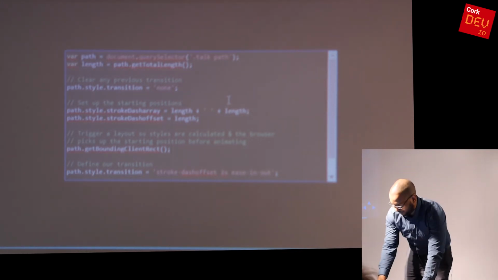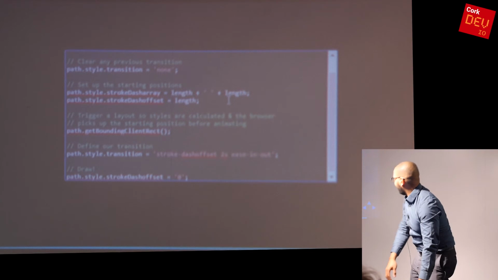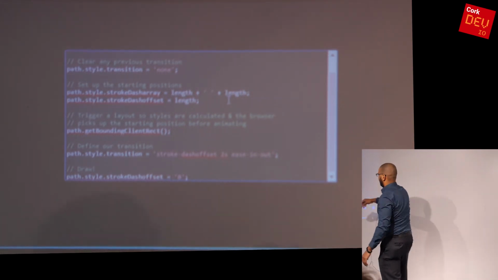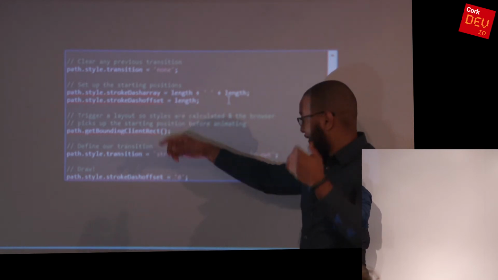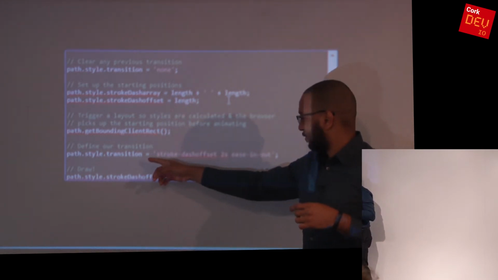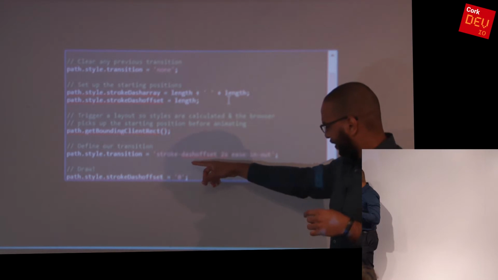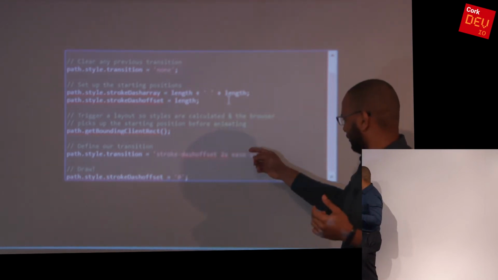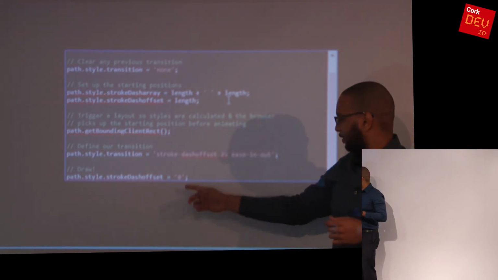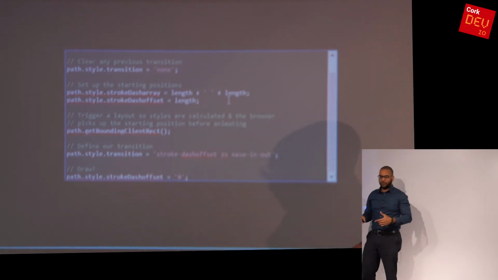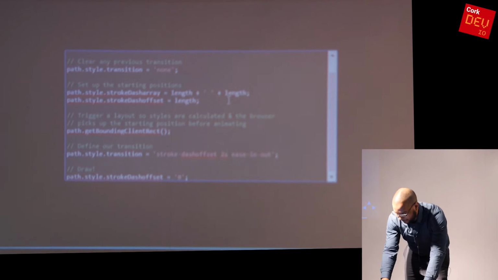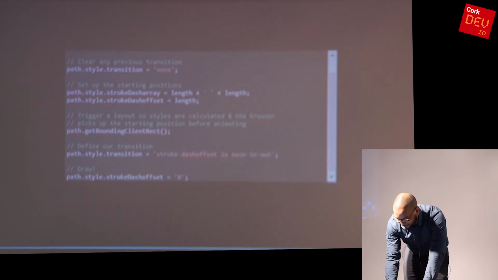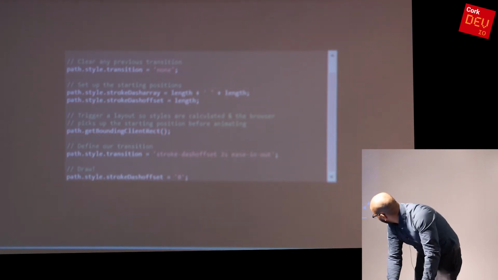Basically, it's doing the same thing but with JavaScript. I'm just changing those two properties of the path, the dash array and the dash offset, and passing a transition to it, like animate this property for 2 seconds with an ease, and then I set it to 0, and that does the effect. Maybe it's not too visible. It looks more difficult than it actually is.